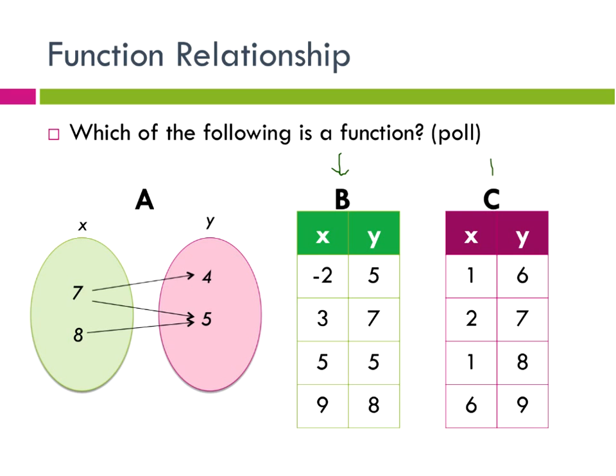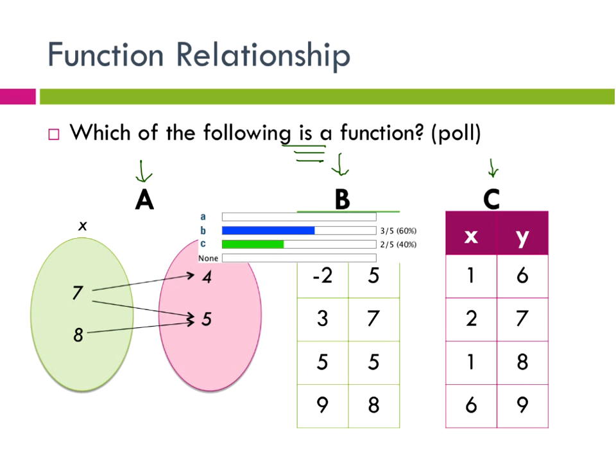We can continue looking at it like this, or we can look at it in the idea of a T-chart. So let me switch the poll to A, B, and C. And I want you to figure out which one, A, B, or C, is a function. Okay? Got the poll ready for you now. So which one, A, B, or C, is a function? Okay, everybody has polled in.